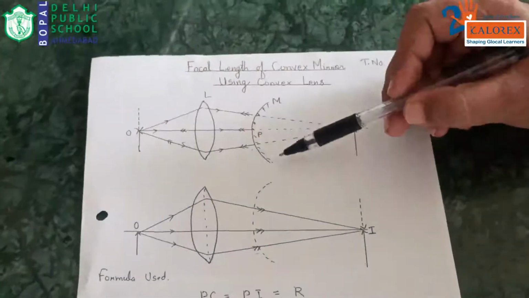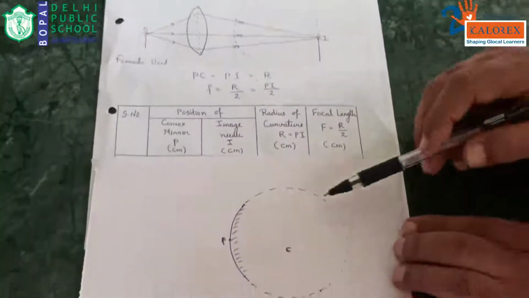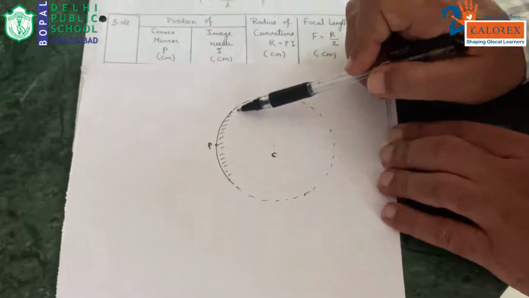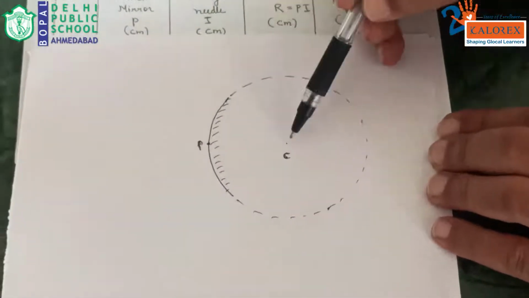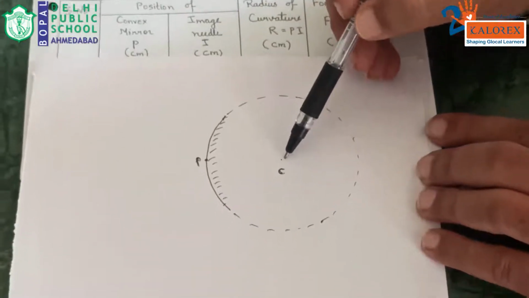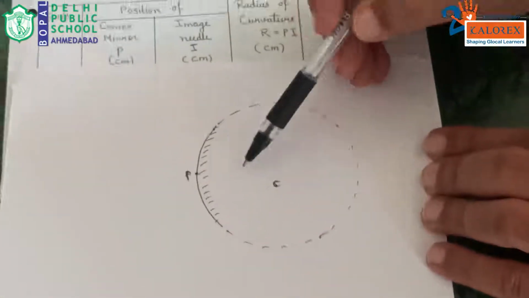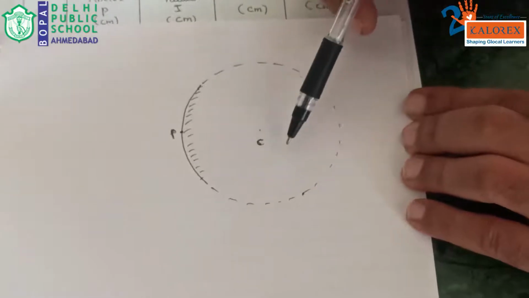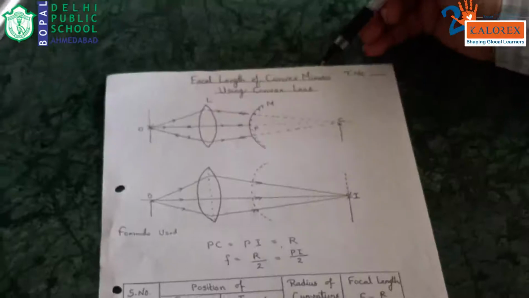This is the convex mirror, this is the convex lens. Let us understand the basics of this. Here you can see that this is the convex mirror we have. It is a part of a sphere whose radius of curvature is PC, or we can say capital R. So C is the center of curvature. If I can find out the positions of P and C, then the difference will give us the radius of curvature, and half of that distance is nothing but the focal length of the convex mirror. This is the basic idea.